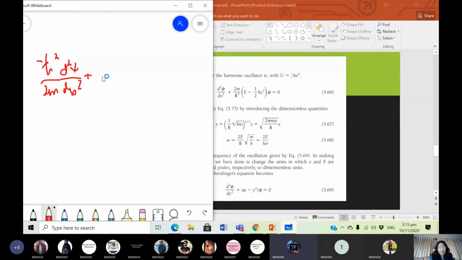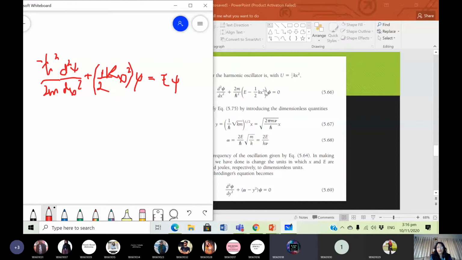Plus half kx squared will be here, right? Half kx squared because of the potential. This is our potential energy times psi is equal to E times psi, okay?